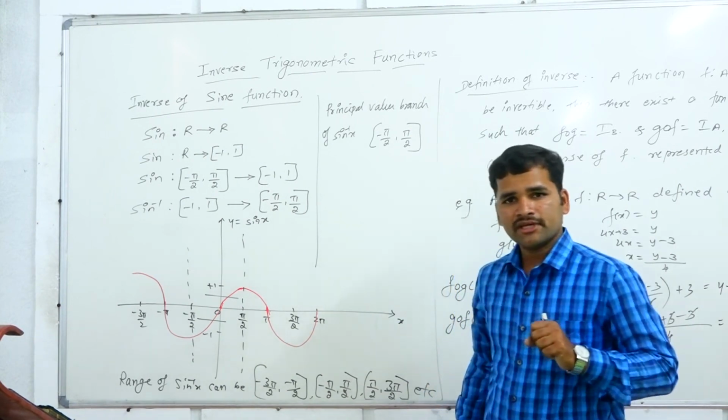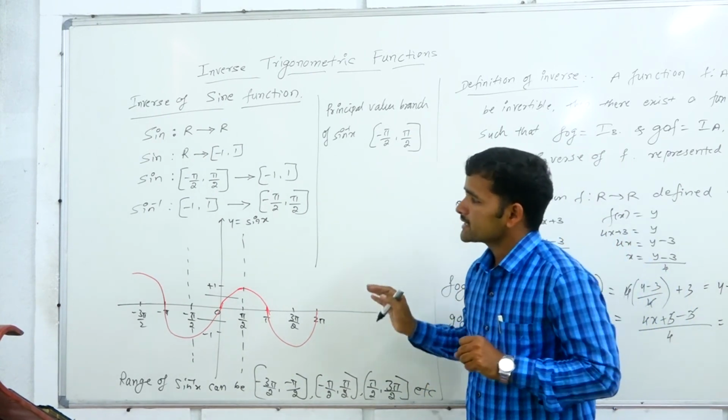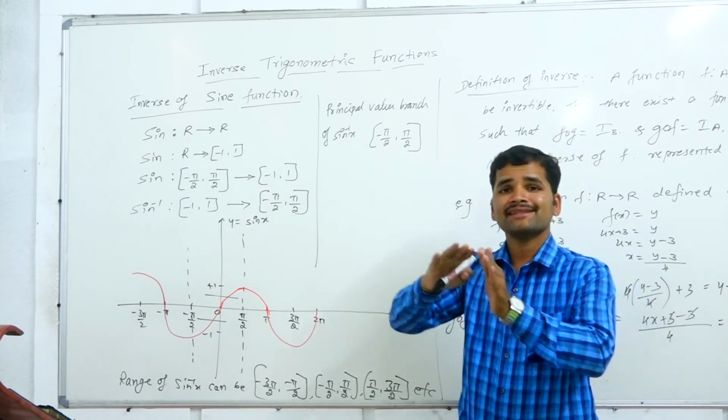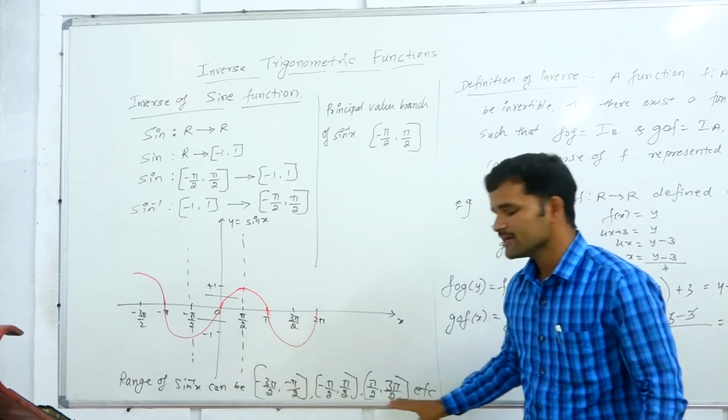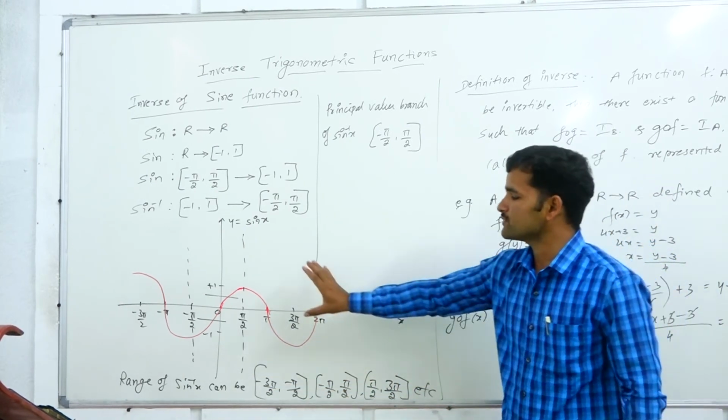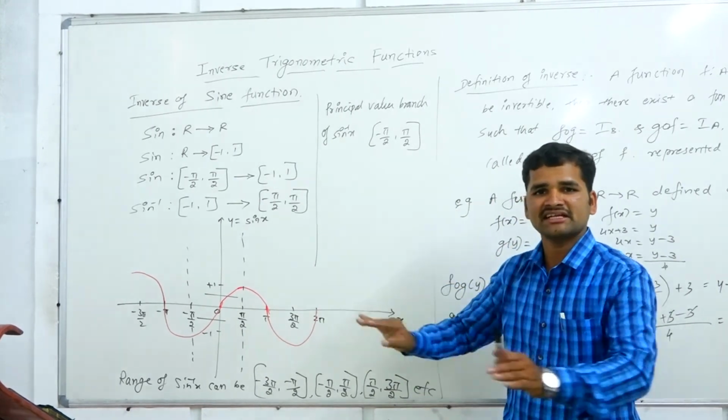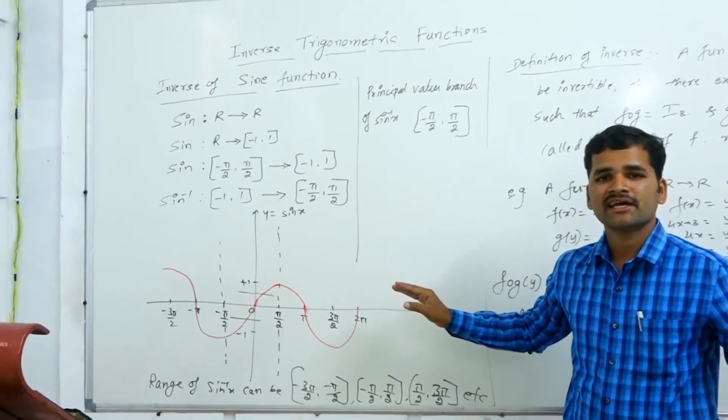They may ask you questions like, write the range of sine inverse other than the principal value branch. In that case, what will you do? You write any of these intervals. Otherwise, you draw the graph and identify clearly. You write any interval, that will be correct.